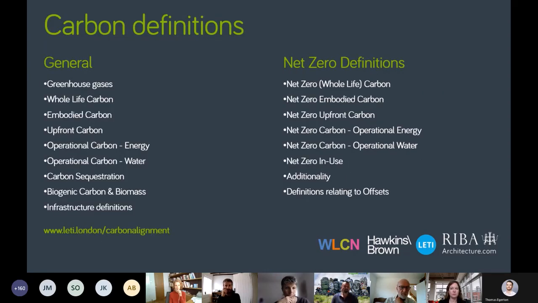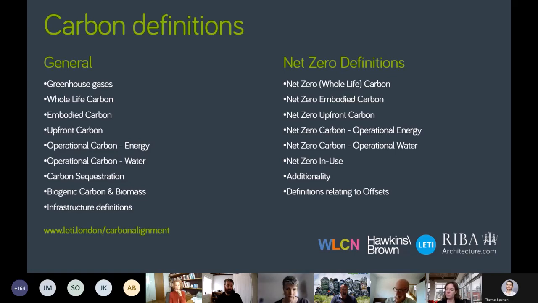On definitions, in May 2021, quite recently, a number of industry groups came together to launch a suite of information aimed at demystifying embodied carbon performance, and also the term net zero carbon. This slide shows the range of definitions that the group constructed, and they can be downloaded from the LETI website. There's a link there at the bottom of the slide. We found that the term net zero is often used in briefs to describe a number of different things, which is why the definitions were really important.